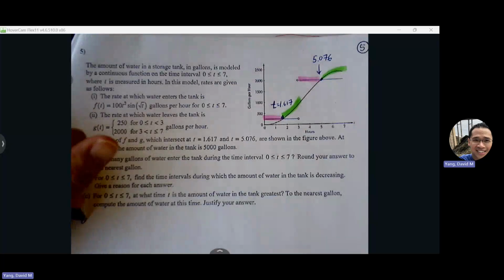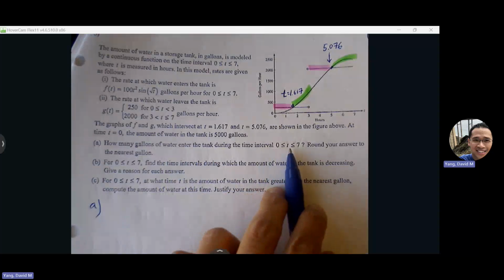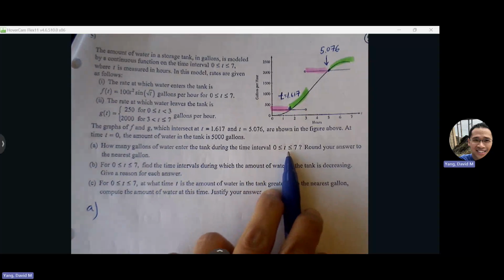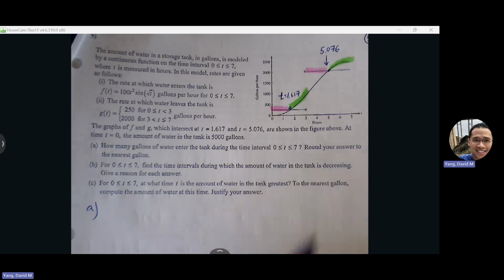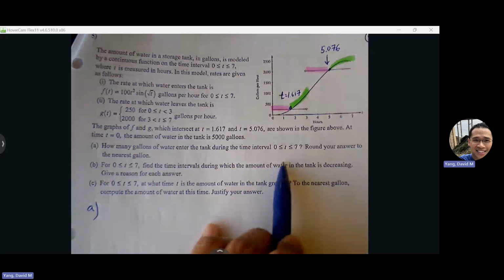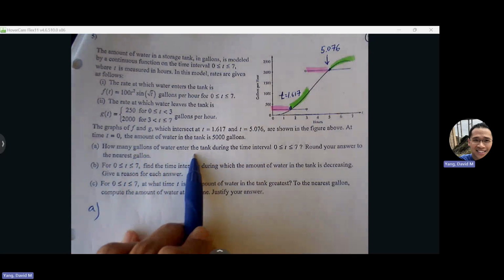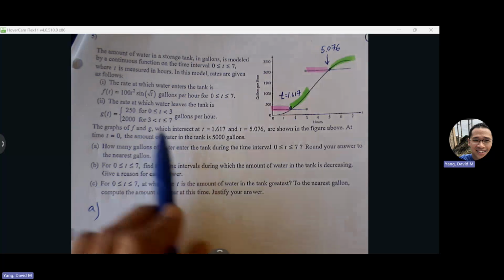Okay, part A. How much water has entered into the tank over that 7-hour period? So we don't care about how much water has left the tank. We just want to know how much water has entered into the tank, not how much water is in the tank. So what can we do? All we need is what? Which function does this here? Yeah, just f of t, right?